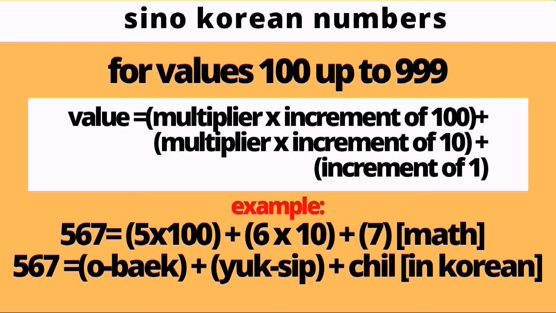And then the last part of this example is the increment of 1, which is number 7. And we already know that the Sino-Korean version of number 7 is chil. So if we combine 560 and 7, it will result in a Sino-Korean number which is read as obek yukship chil. So 567 is actually read as obek yukship chil.